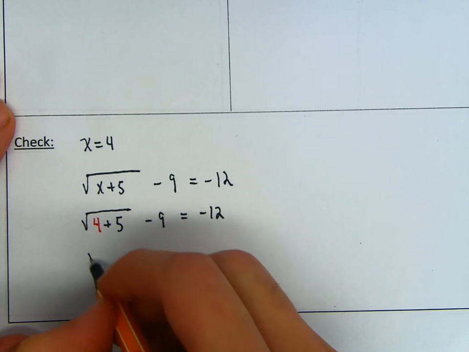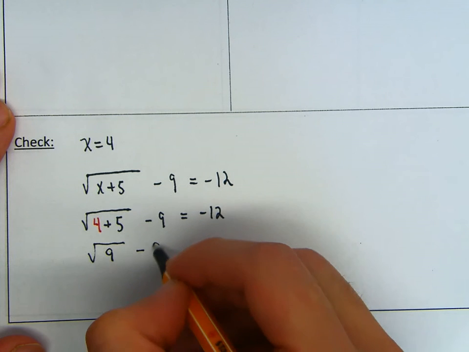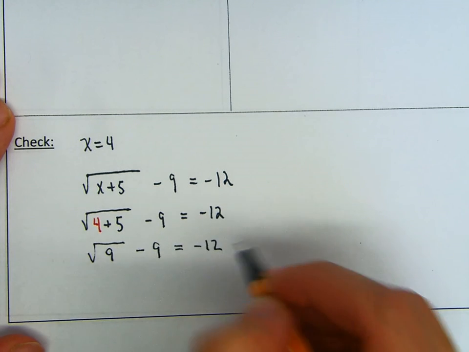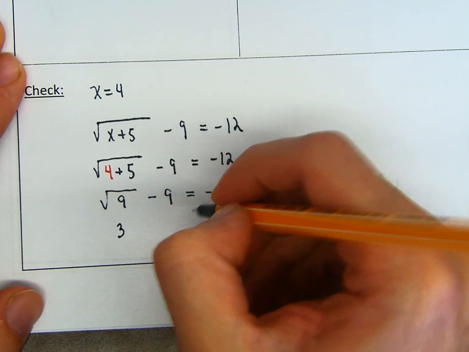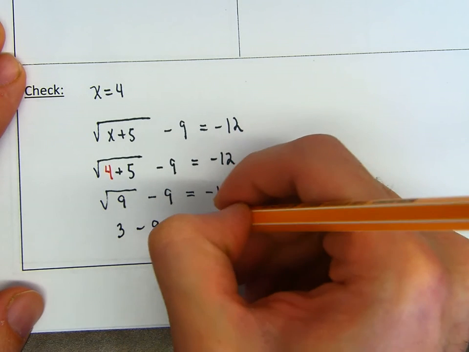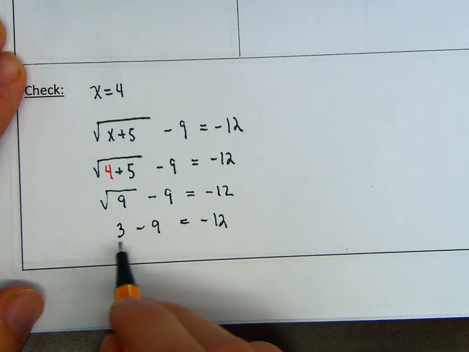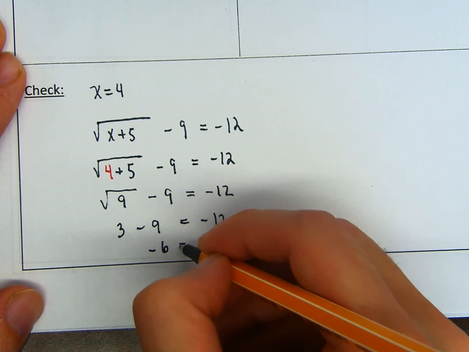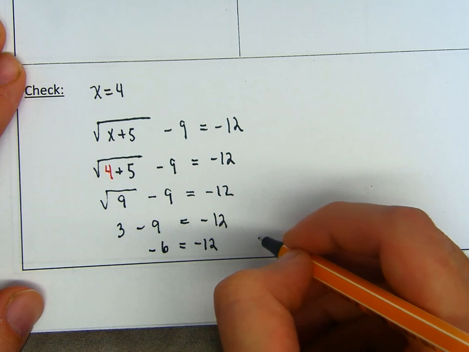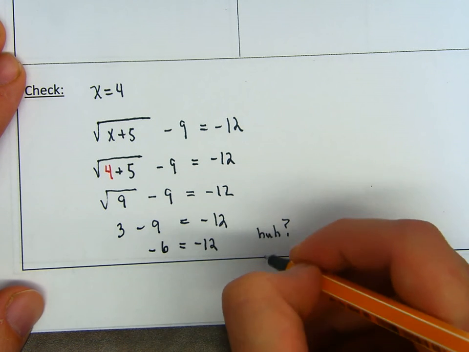4 plus 5 is square root 9, minus 9 equals negative 12. Take your time. What is the square root of 9? That should be 3, minus 9 equals negative 12. What is 3 minus 9? Negative 6 equals negative 12. Huh? Okay.